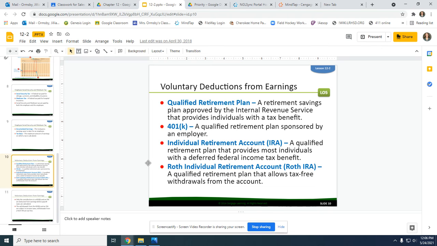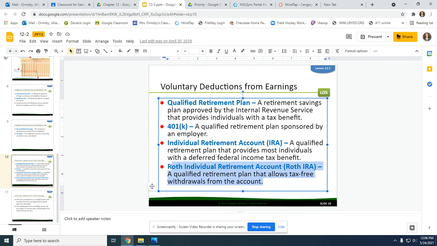An IRA is a qualified retirement plan that provides most individuals with a deferred federal income tax benefit. So that means they'll take money out of your paycheck before it's taxed, and then you pay your taxes when you take it out. A Roth, you're paying the taxes on it first and then it grows tax free. I always recommend that once you get a job, you start with a Roth IRA because that is going to allow you to pay the least amount of taxes.